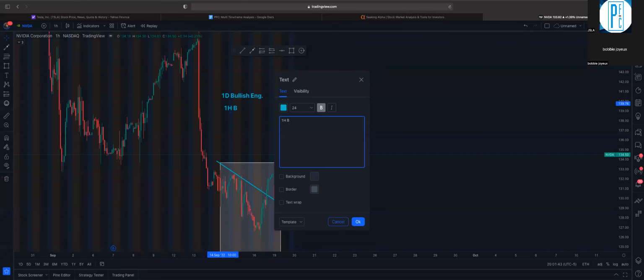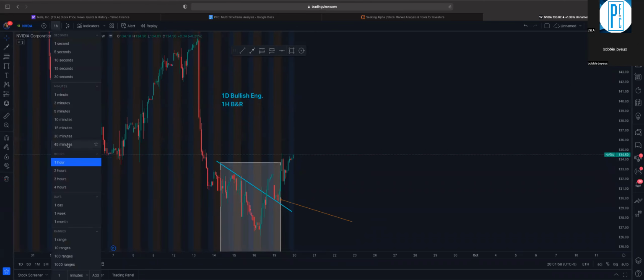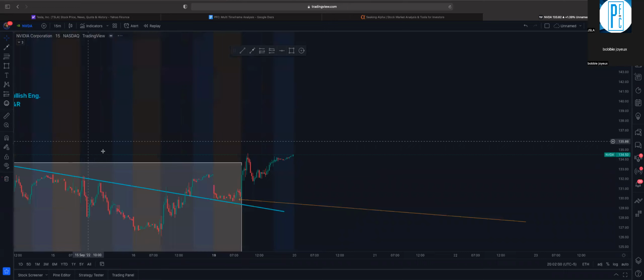And literally how I got better at it, I just did this. I was just going in, looking at random charts and seeing if I noticed anything on why it decided to make that move up. So we got a 1 hour break and retest. Let's go down to the 15-minute time frame, see what we can see.